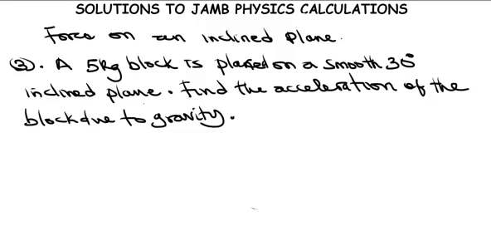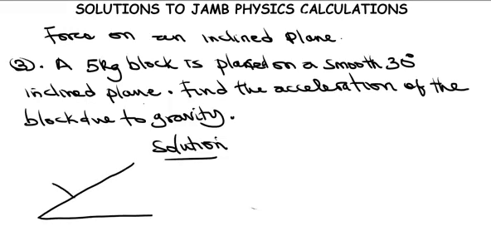And from here, let's see how we are going to solve the question. A 5 kilogram block is placed on a smooth inclined plane. That means, let's assume this is how we have the inclined plane. Now we have the object placed on it. This angle here is the 30 degrees, and the mass is 5 kilogram. So find the acceleration of the block due to gravity. From here, the component of the weight along the inclined plane is what will determine that.